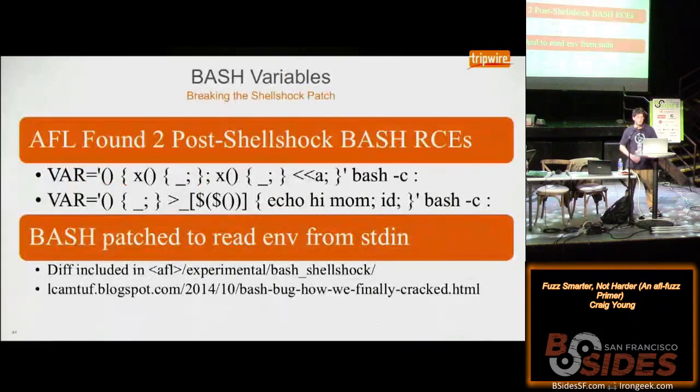So first of all, everybody knows Shellshock. Shellshock was not found with AFL, but when Shellshock was found and the patch came out, lcamtuf used afl-fuzz to very quickly find new code execution bugs within bash related to environment variables. Of course, in order to do this, it just took some slight tweaks to bash so that it would be reading the environment variables from standard in. You can read all about this on lcamtuf's blog, and actually within the AFL source, he's got the diff file or the patch that he applied to bash in order to make this work and some instructions about how to use that.